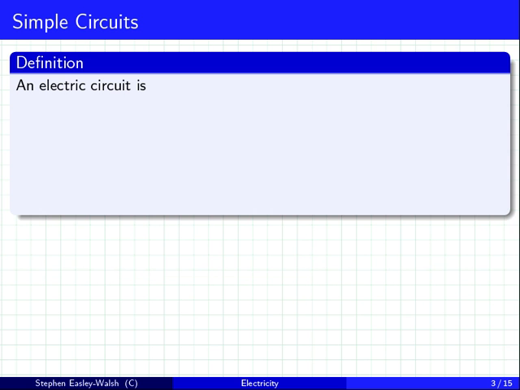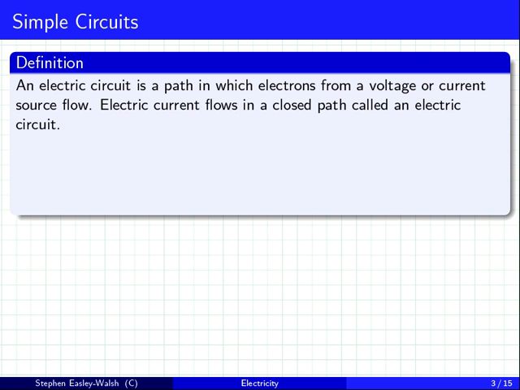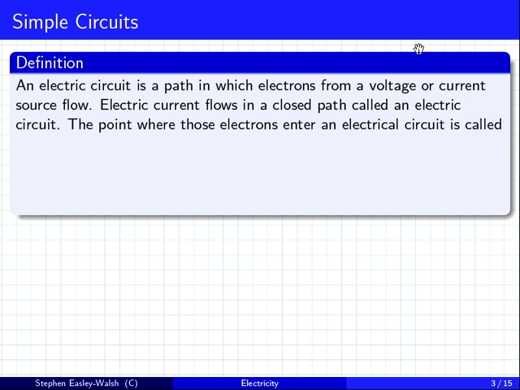Who can tell me what a circuit is? It's a word you might know. Closed is a word that's in it. A closed system. Something like that, isn't it? It's a path in which electrons from a voltage flow. They flow in a closed path called an electric circuit.